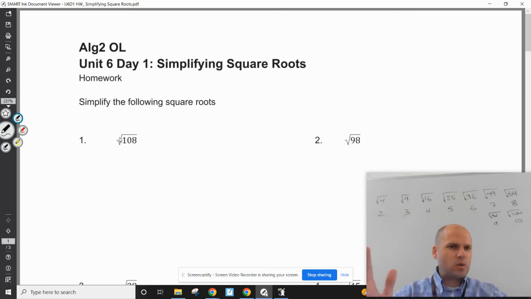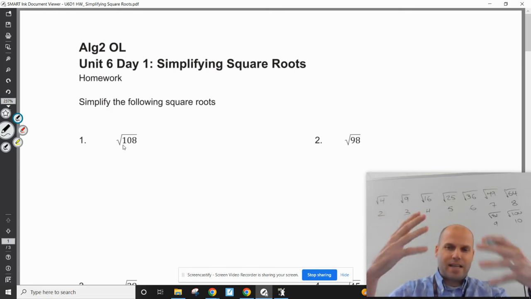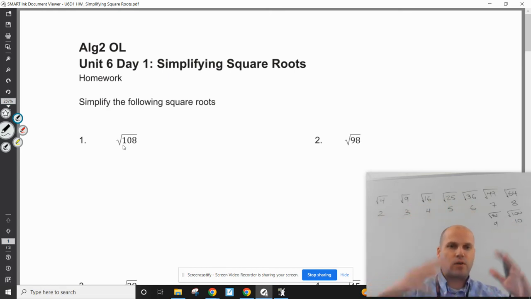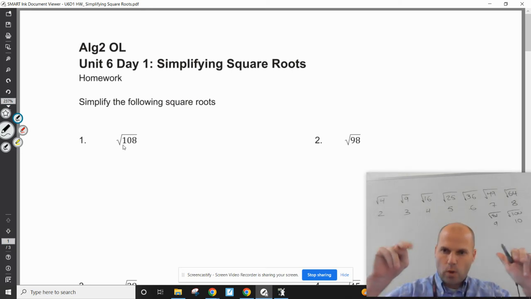Why do we simplify square roots? It's because it's the way to add some square roots together. Back in the day, before they had calculators, they needed to be able to figure out the exact value of something like the square root of 108. It's actually helpful to simplify it first. So that's why we're doing it. It's like a standard form for answers.